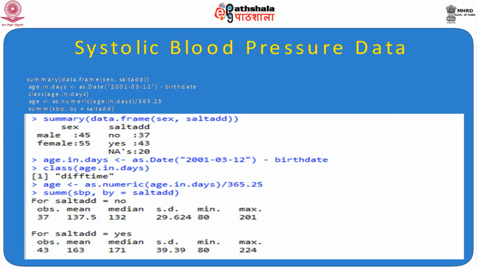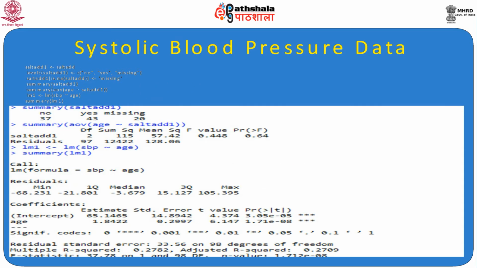So you can see this from this summary table. Those who are having salt intake, their mean systolic blood pressure value was quite high. From this table we can see that those who are having salt intake in their food have high systolic blood pressure in comparison to those who are not having salt intake. Here the summary of salt add is given.